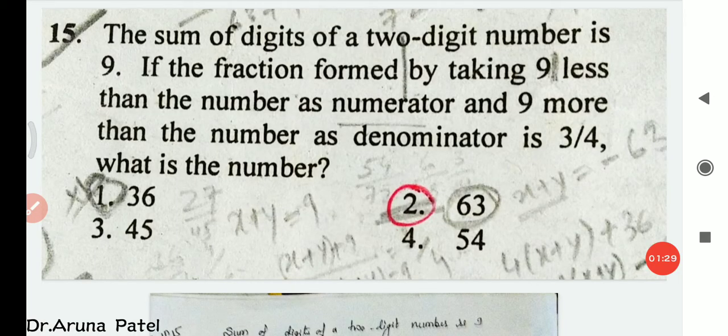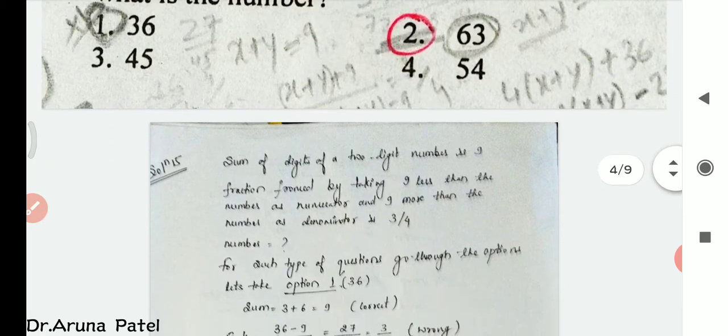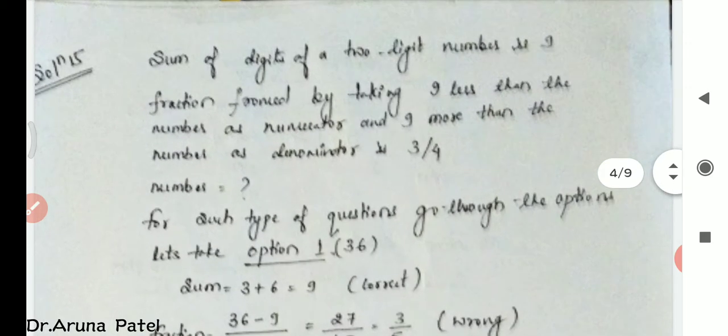Now the next question: the sum of digits of a two-digit number is 9. If the fraction formed by taking 9 less than the number as numerator and 9 more than the number as denominator is 3 by 4, what is the number? So here the four options are given. I am talking here about two different ways of solving such questions.